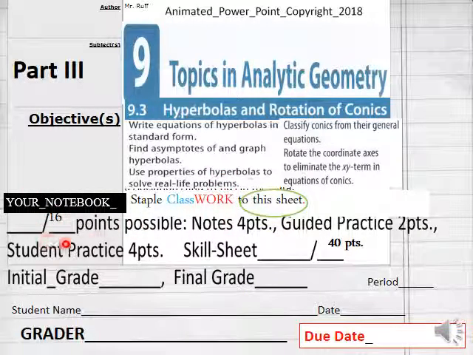Today's lesson will have 16 points that will go into your notebook guide and then 40 points on your classwork sheet. So I have that ready. Students, put your name, date, period. If you're an onliner or a homeschooler, put your due date here.